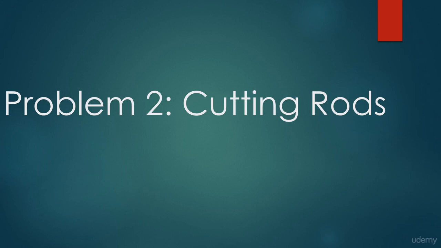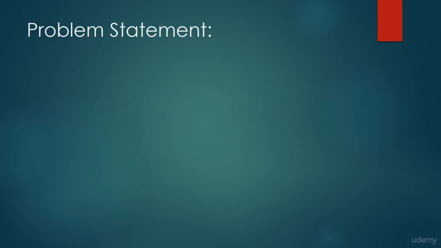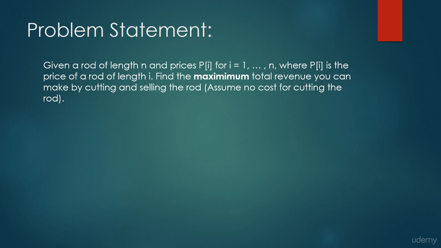Welcome back. So the second problem we're going to be covering is cutting rods. The problem statement is as follows. We're given a rod of length n and prices p_i for i equal 1 to n, where p_i is the price of a rod of length i. So a rod of length 2 would have a price of p_2. The problem involves a maximization problem, and it says find the maximum total revenue you can make by cutting and selling the rod. This is assuming that there is no cost for cutting the rod.